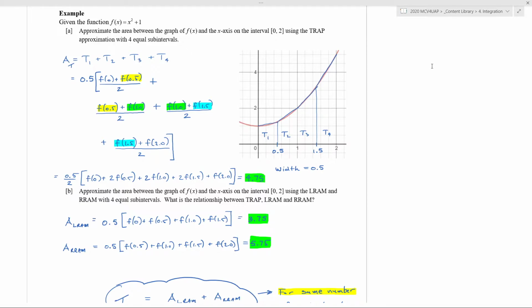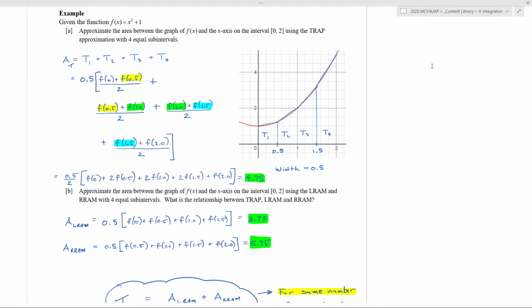Do the exact same thing for RRAM, except now you're using the right-hand side of each rectangle. The top right corner has to line up on the function. So that would be f at 0.5 plus f at 1 plus f at 1.5 plus f at 2. 0.5 is the width of every rectangle, so we multiply each of those by 0.5 and we get 5.75.